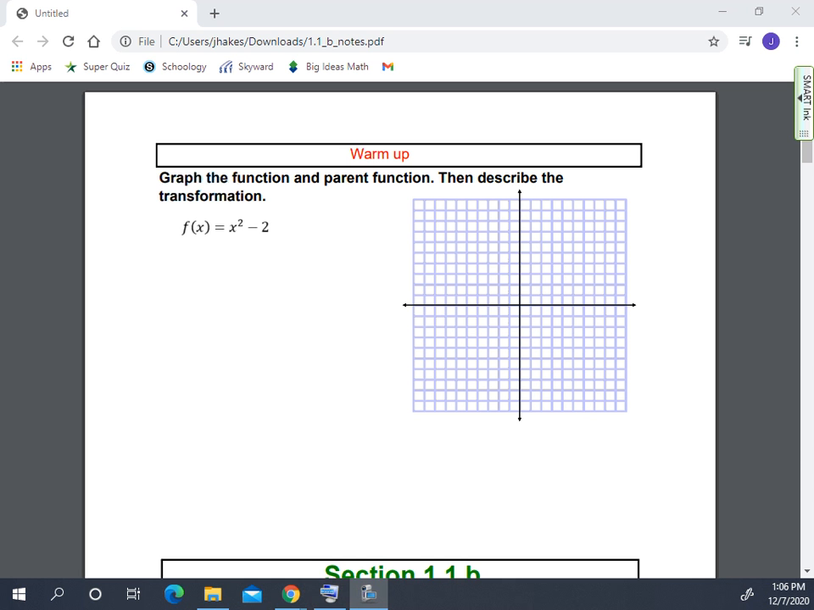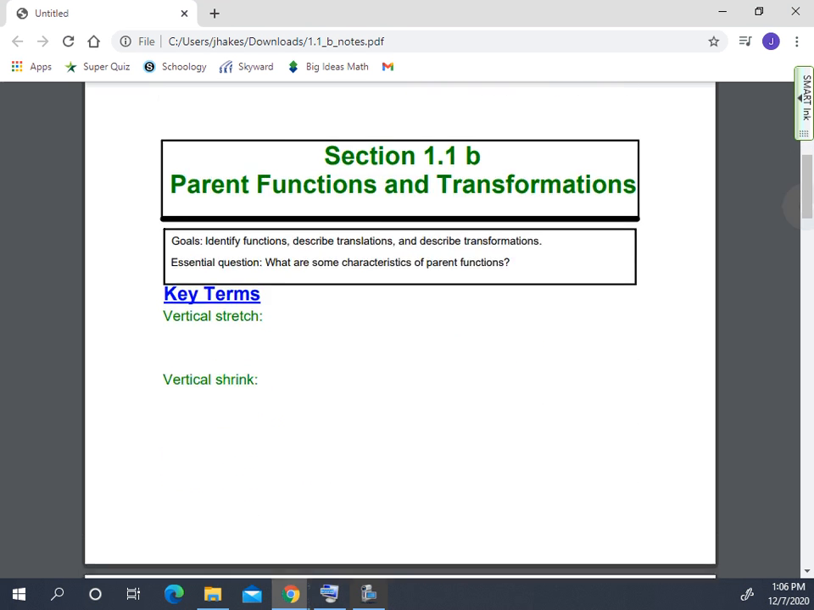All right, everyone, this is section 1.1, part B. In your notes, I have this warm-up to start. If you guys would like to do that quick, pause the video. I'm going to start down here.